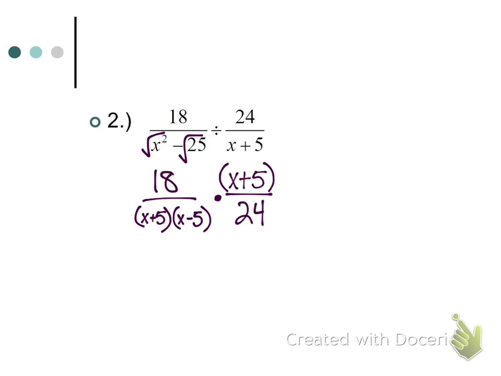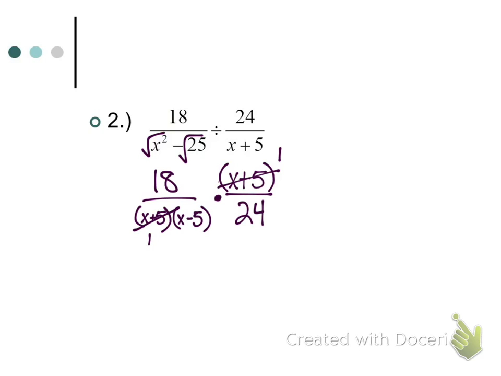Now that we've written it as a multiplication problem, what can I do? Cross cancel. I need a new volunteer to tell me something that I can cross cancel. Kyan? The x plus 5s cancel each other out completely. Those parentheses matched. If you want to replace those parentheses with a number 1, you can. You don't really need to.